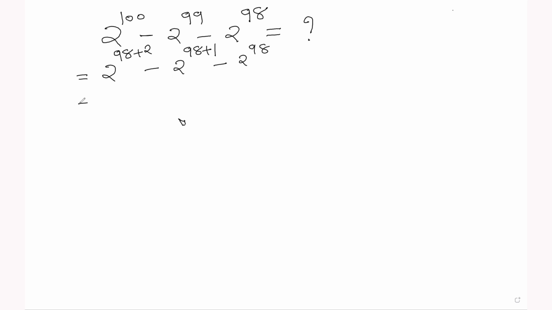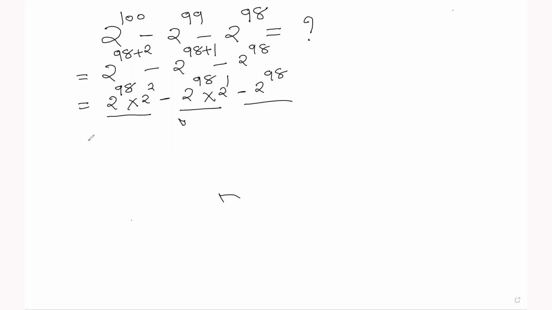Now, I can use my index law: 98 plus 2, which I can write down as 2 power 98 multiplied by 2 power 2, minus 2 power 98 multiplied by 2 power 1, minus 2 power 98. Now this is term number 1, term number 2, and term number 3. In all the terms, I'll try to get something common, and my common thing is 2 power 98.